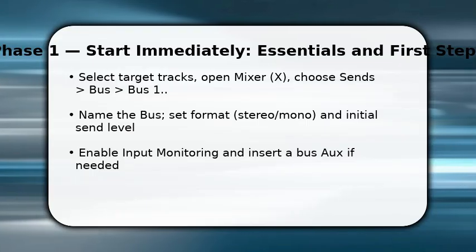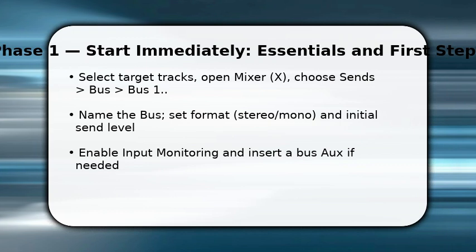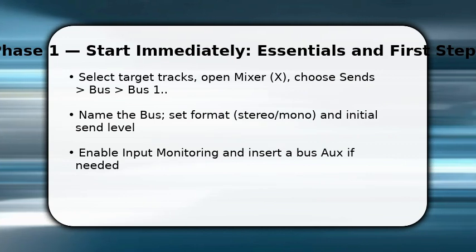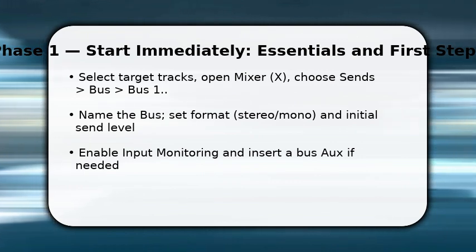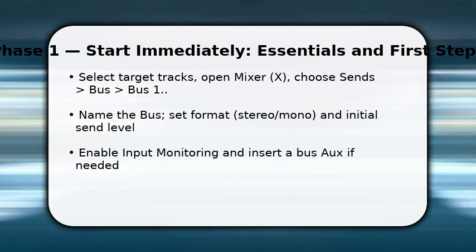You start by routing sound into a dedicated bus so you can process multiple channels together. Select the tracks you want, open the mixer, and add a send to bus 1. Name that bus clearly, drums, guitars, or vocal group, because you'll reference it often. Once done, set the bus format to stereo or mono and set the send level to unity. This ensures gain stays consistent. Make sure to create or show the aux channel that receives bus 1 for the next steps.